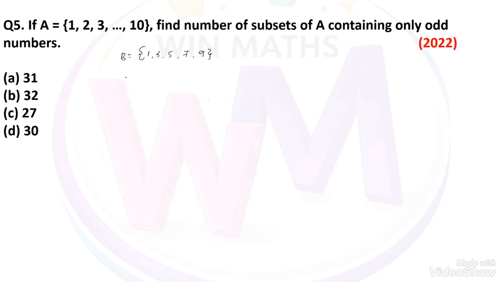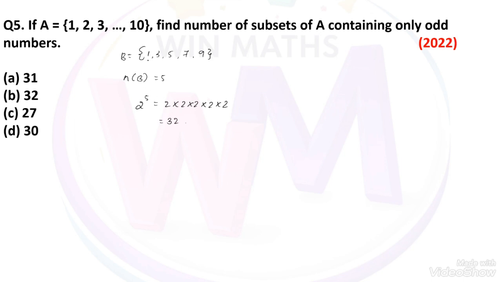So how many odd numbers are there? There are 5 odd numbers. So 2 to the power 5 will be how much? That is 2 into 2 into 2 into 2 into 2, 5 times. 2 2 is 4, 4 2 is 8, 8 2 is 16, 16 2 is 32.